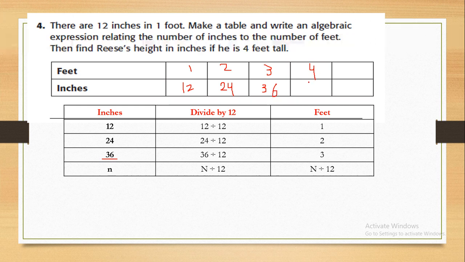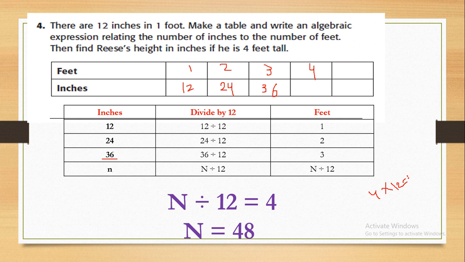And what about 4? What about 4 feet? It will be n. So n divided by 12 will give us 4. What divided by 12 gives us 4? You can think about a number that when you divide it by 12 gives us 4, or you can say it will be 4 times 12, that equals 48, right? So 48 divided by 12 gives us 4. So the n here will be 48.